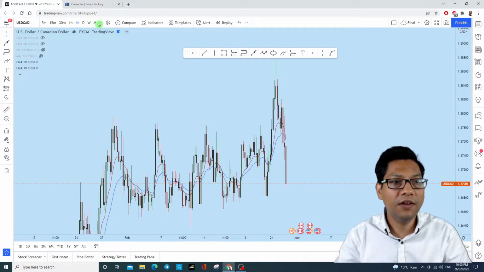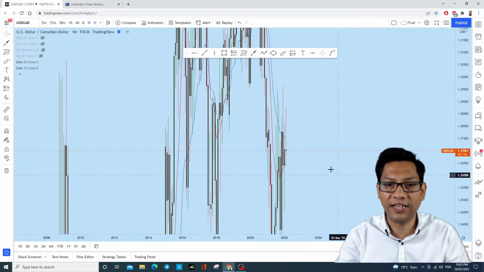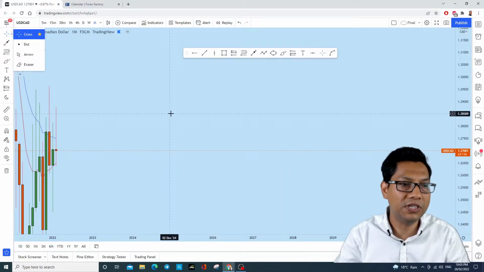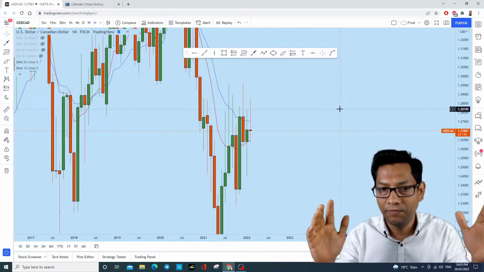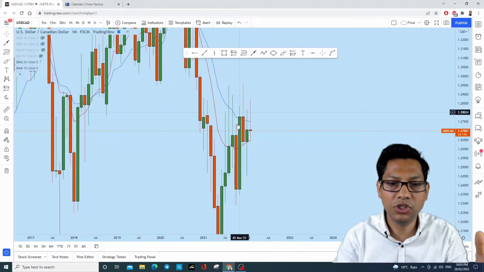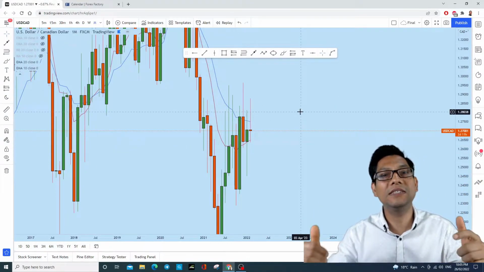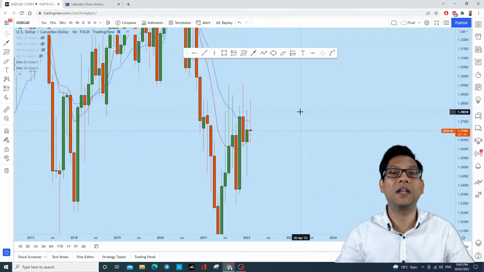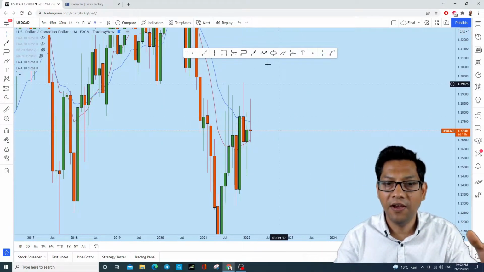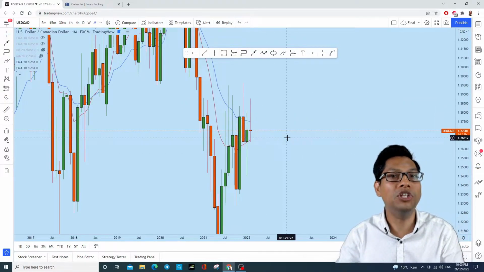Now first of all, monthly USDCAD is creating a very confusing price action. Now you have to be very careful on this one. Now this price action you see on the monthly could be bullish, could be bearish based on what happens next. Remember, in essence, this is a bullish price action.